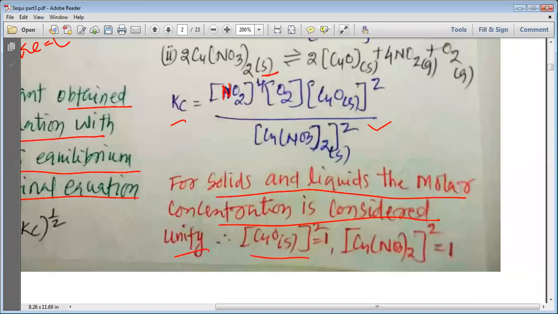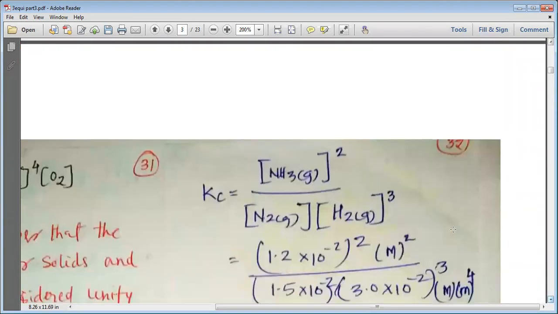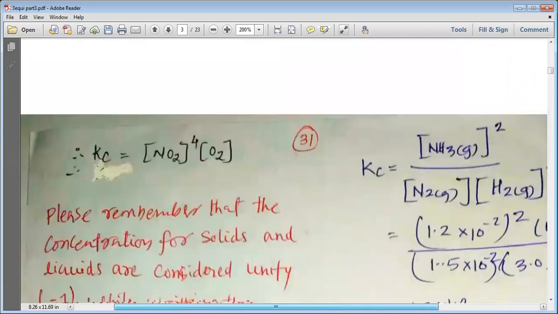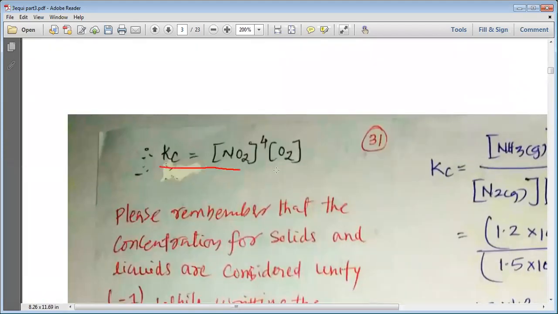So the concentration of CuO solid is equal to 1, so the power 2 is also equal to 1. The concentration of Cu(NO3)2 to the power 2 is also equal to 1. So we can remove this, or we can write 1 for this expression. And thus finally we can write Kc for this particular reaction as: Kc is equal to NO2 to the power 4 multiplied by O2 to the power 1.